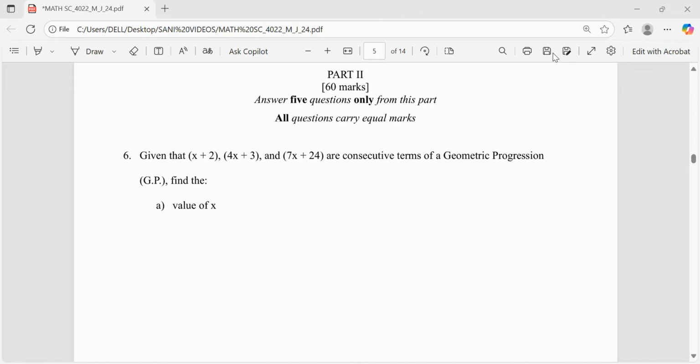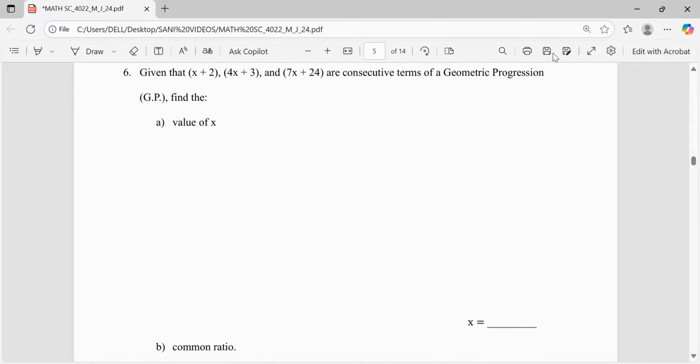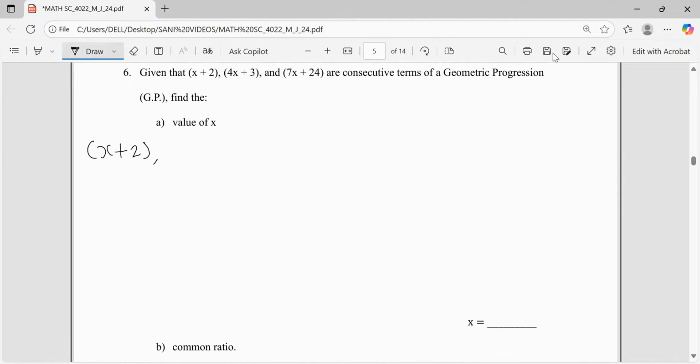This is the part 2, that is the section B. Question number 6. Given that x plus 2, 4x plus 3, and 7x plus 24 are consecutive terms of a geometric progression GP, find the value of x. So the terms of the GP are x plus 2, 4x plus 3, and 7x plus 24. So let's find the common ratio.